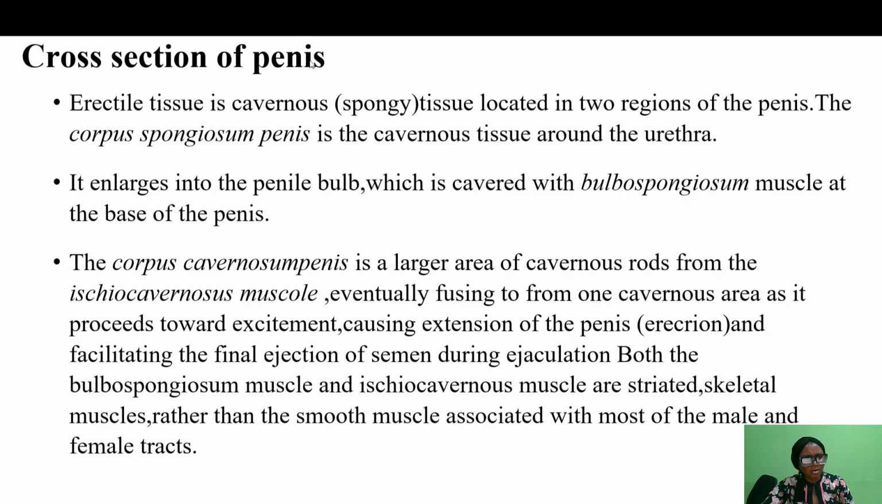Yes, the cross section of the penis. Under the cross section, we have the erectile tissue, which is spongy in form. It is also called the corpus spongiosum. That's where the word spongiosum comes from. We also have the bulbospongiosus muscle at the base of the penis. Another part of the penis is the corpus cavernosum penis. It is larger and it also forms the rod, from the ischiocavernosus muscle. All these parts enhance erection of the penis and its ability to ejaculate during erection.